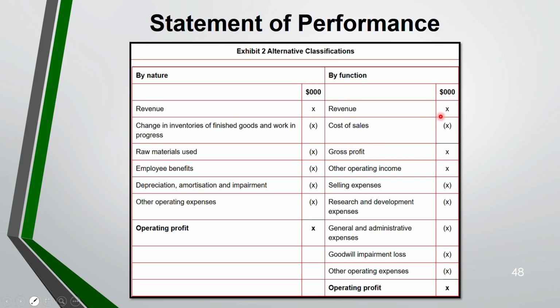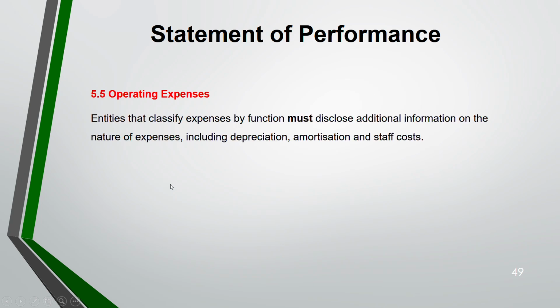Okay, we go by this format. Now, operating expenses. So entities have to classify expenses by function. If they classify by function, they have to disclose additional information on the nature of expenses, that is depreciation, amortization, staff cost. These they have to disclose. Why?